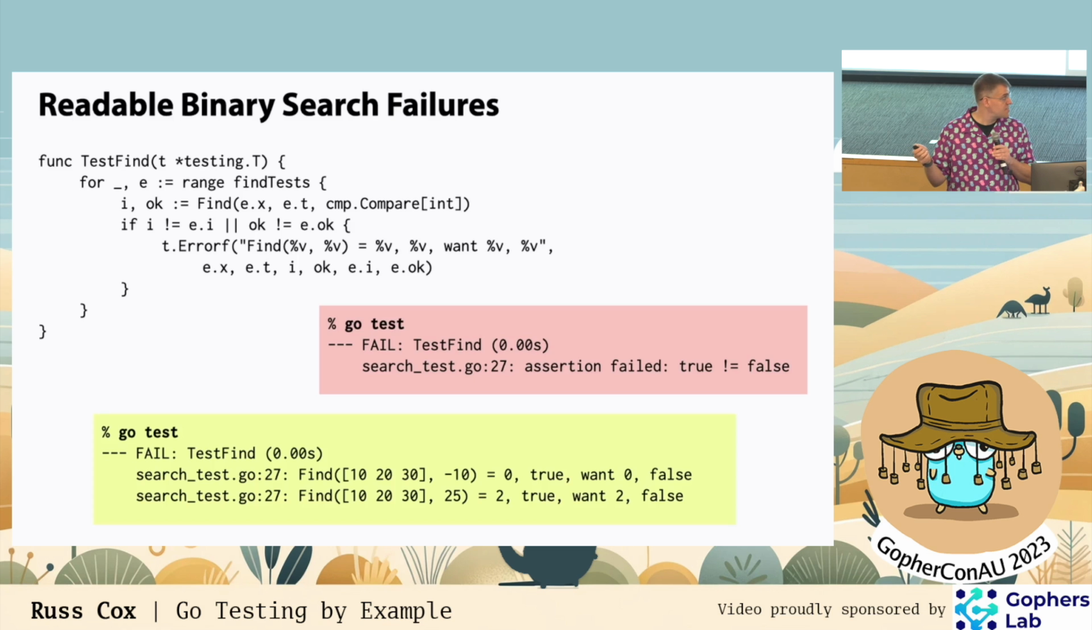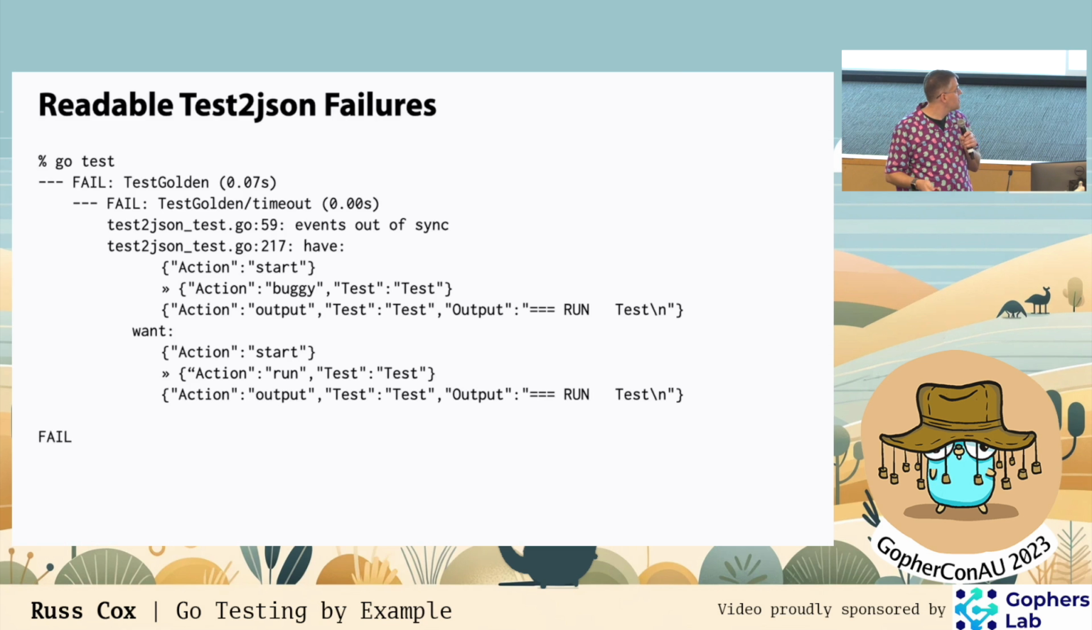So moving back to test to JSON, here's how its test fails. This is what it looks like when it fails. There we go. It calculates which events are different, and it marks them very clearly.